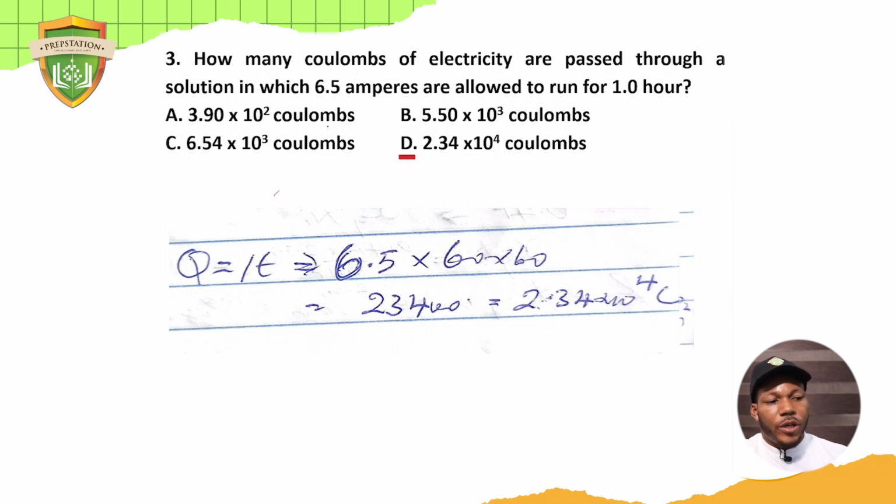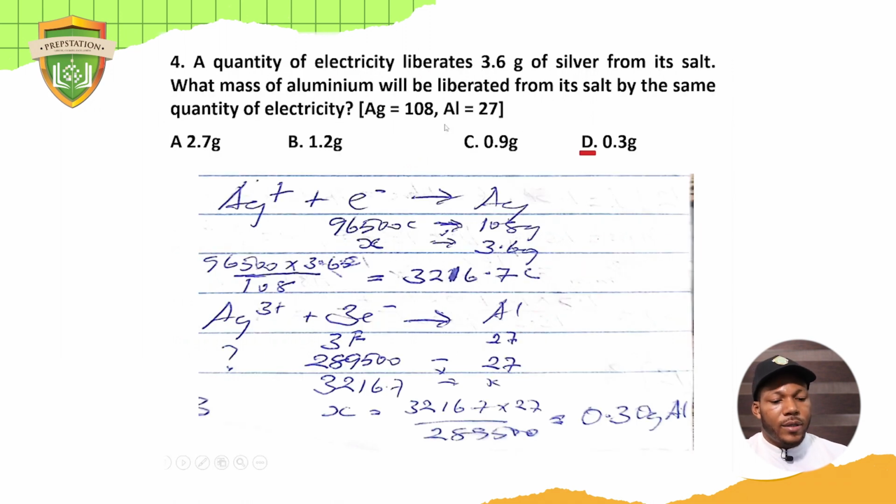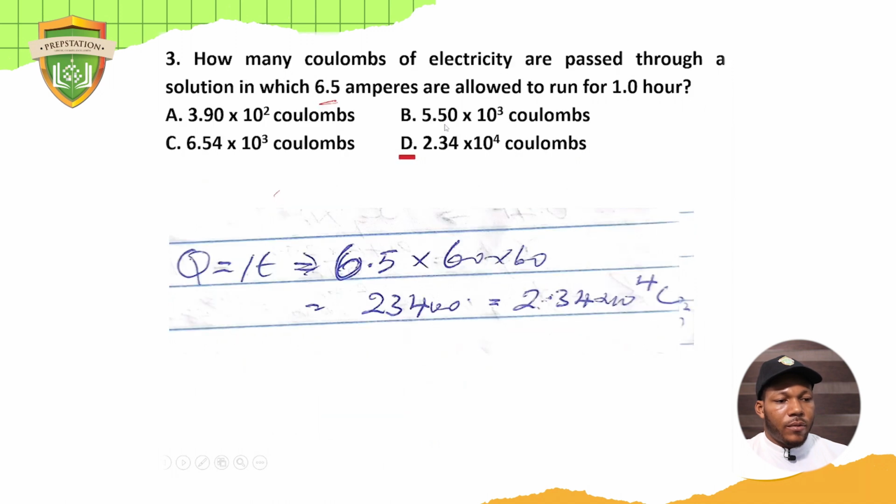So your 6.5 amperes is your current, while your 1.0 hour is your time. But you cannot use hour in this case. What do you do? You convert the hour to seconds. So how do we do that? By multiplying by 60, because 60 seconds make 1 minute.